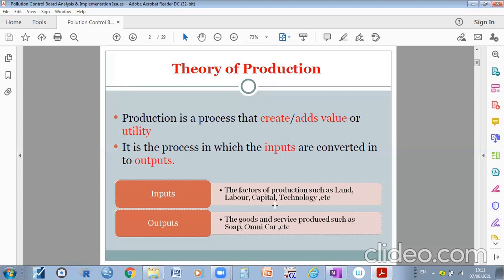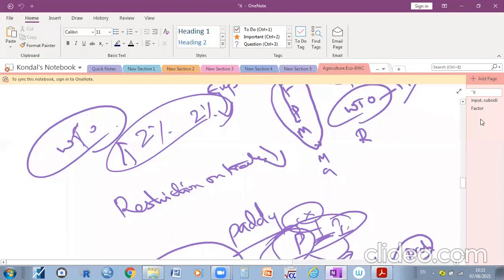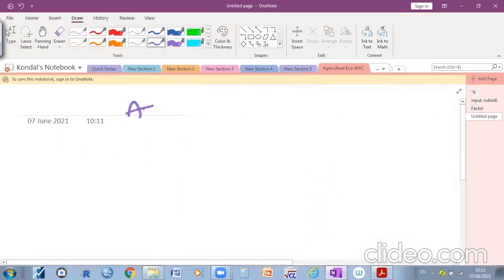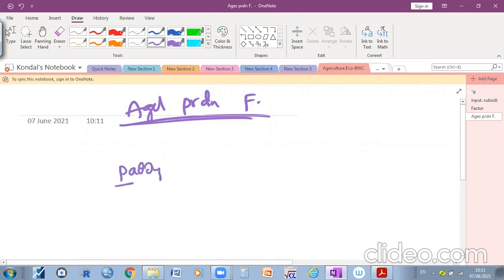See the factors of production such as land, labor, capital, technology. Why am I mentioning land, labor, capital, technology? For example, we can apply this kind of production in the agriculture sector. So here in agriculture, for example, in order to produce paddy or maize or cotton, what are the inputs you need?